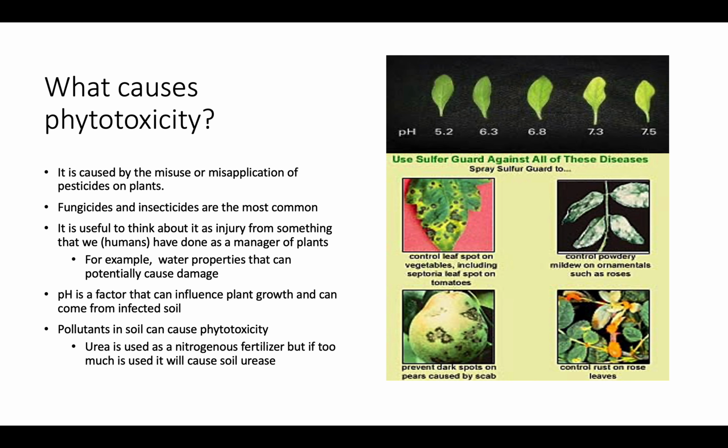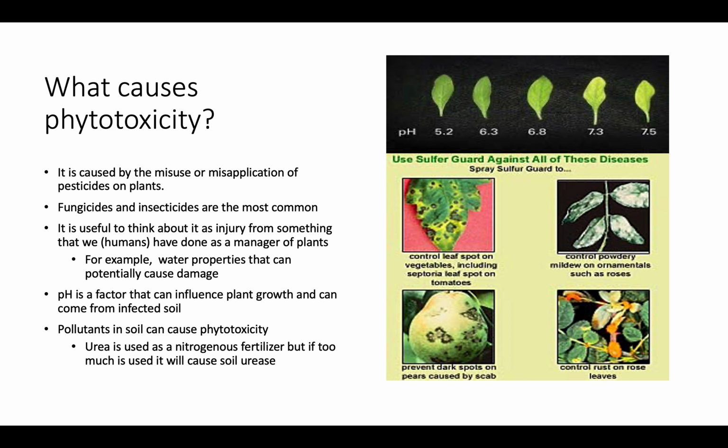So, considering all of the information, what actually causes phytotoxicity? Phytotoxicity is usually caused by the misuse or misapplication of pesticides on plants. Most commonly are fungicides and insecticides. But it is useful to think about phytotoxicity as an injury from something that we, as humans, have done as a manager of plants. So, for example, thinking about water properties and how, over the years, we have damaged water by polluting it, which can potentially cause damage to the plants that are accessing that water source.